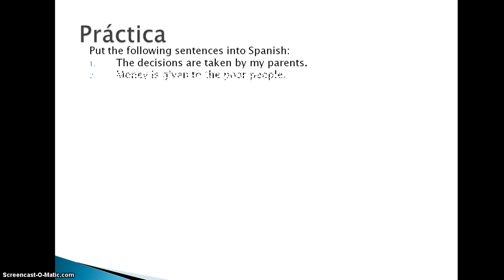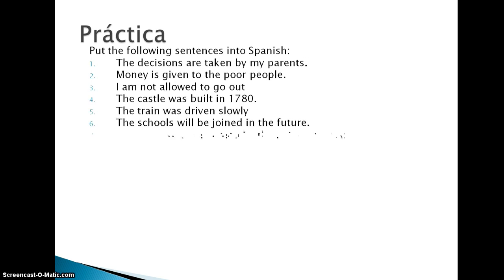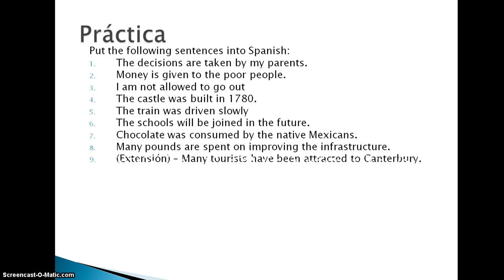So let's have a look at some practice then. Let's put the fuller sentences into Spanish. Okay, so if you pause it now, you can have a go at this. Have a look at your notes. There's some notes in Moodle you can print out if you want to have a look at those. And then play it again when you're ready to go over the answers.